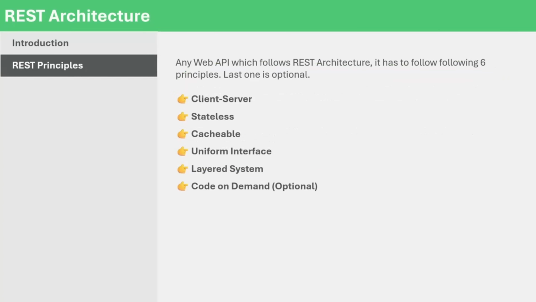Now, to build a REST API, that means an API which follows the REST architecture, we just need to follow a few principles which every REST API should adhere to. So these principles are the client-server principle, stateless principle, cacheable principle, uniform interface, layered system, and code on demand. This last principle here is optional. So any web API which follows these principles, we can call them REST APIs. So let's go through each of these principles one by one, and let's understand what we mean by these principles. And let's start with the client-server principle.